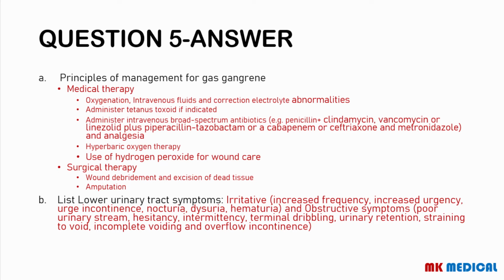So what are the lower urinary tract symptoms? They could largely be divided into 2 main groups. They are irritative symptoms and the obstructive symptoms. Irritative symptoms include things like increased frequency, increased urgency, urge incontinence, nocturia, dysuria, and hematuria. Then obstructive symptoms are going to include things like a poor urinary stream, hesitance, intermittency, terminal dribbling. You could have urinary retention, straining to void, incomplete voiding, as well as overflow incontinence.